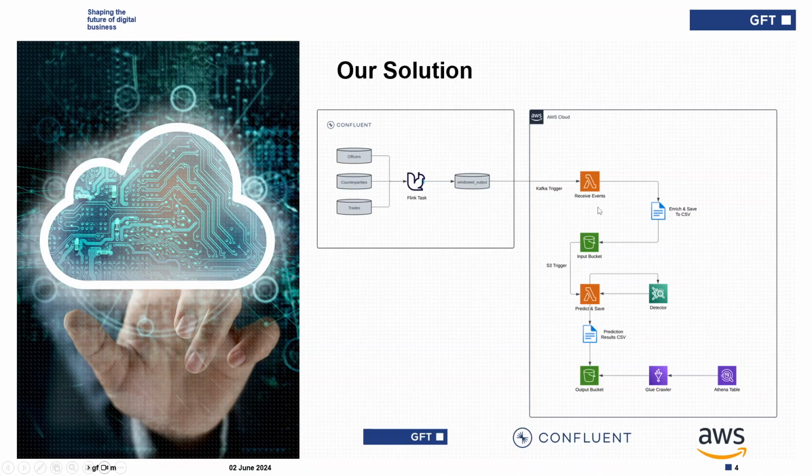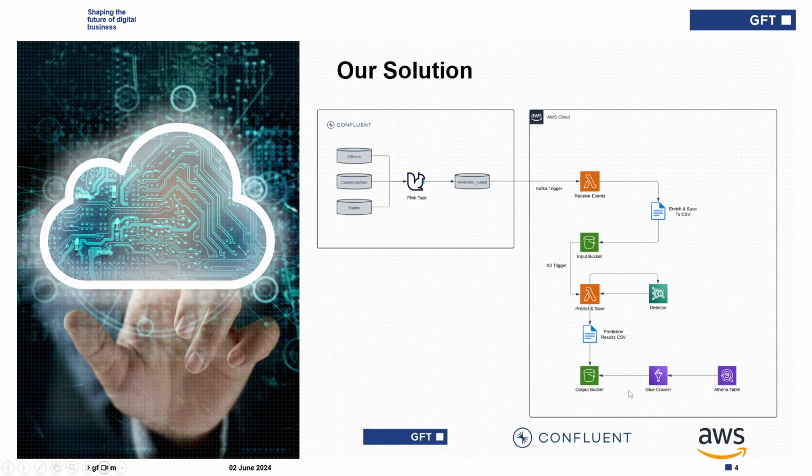Then we move across to the AWS side, where we look at triggering Lambda to receive those events via a Kafka trigger, which is linked to our Confluent Cloud instance. Once we get those events, we batch by batch enrich and save those to a CSV input bucket. And from then on, we use an S3 trigger to take those input batch files and produce an outcome from the fraud detector API, which we save down into a results file, into a different bucket location.